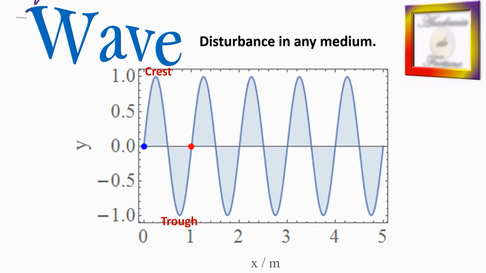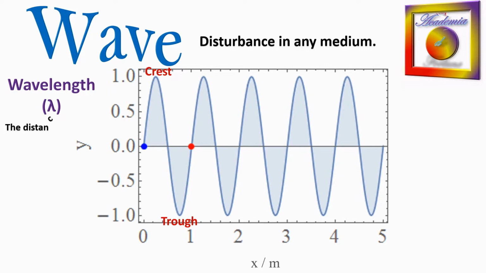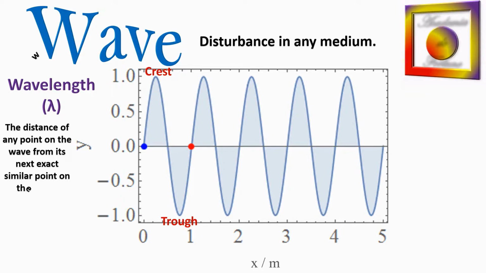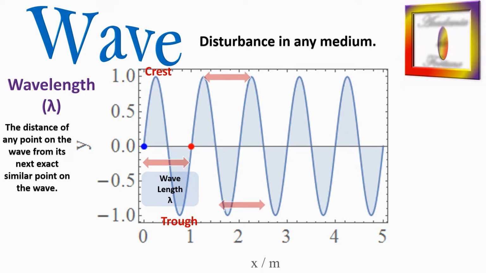Now let's discuss some properties of the wave. Firstly, the wavelength. The distance of any point on the wave from its next exactly similar point is termed as wavelength. For example, the distance between the blue and red marker is one wavelength. Similarly, the distance between two consecutive crests or troughs is a wavelength.